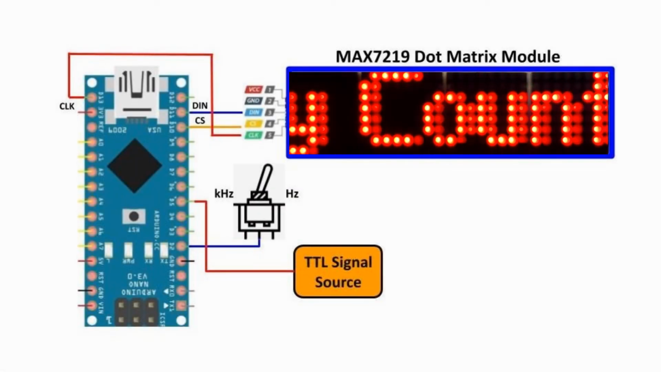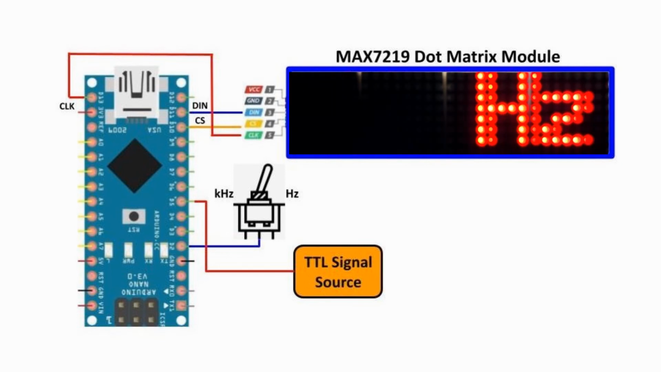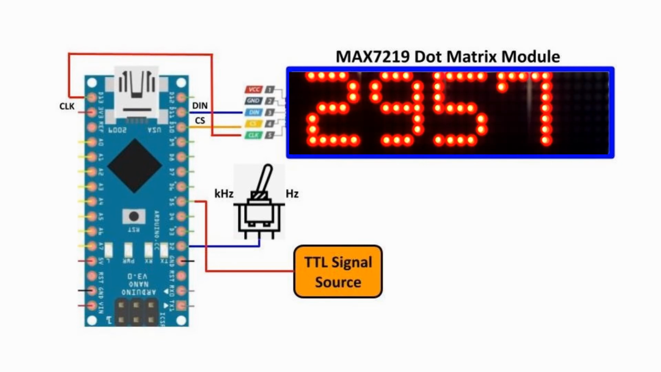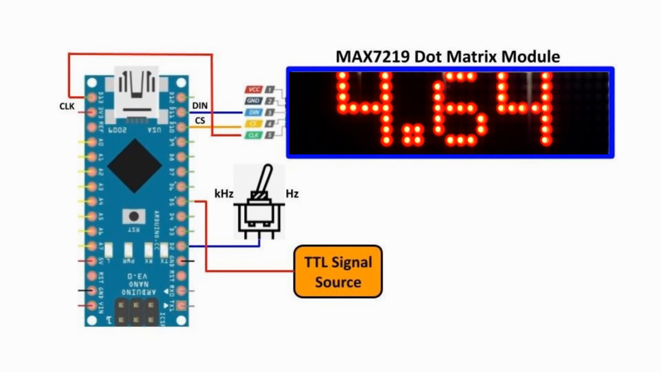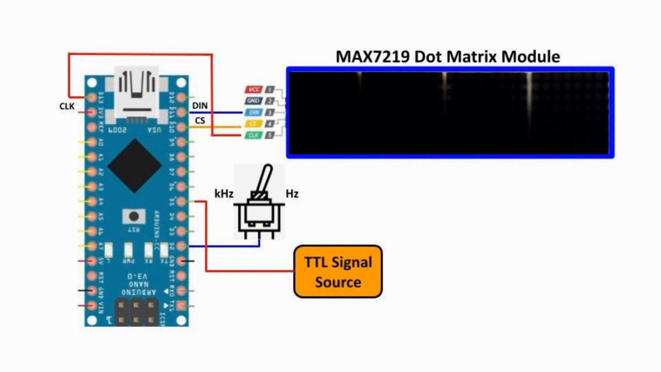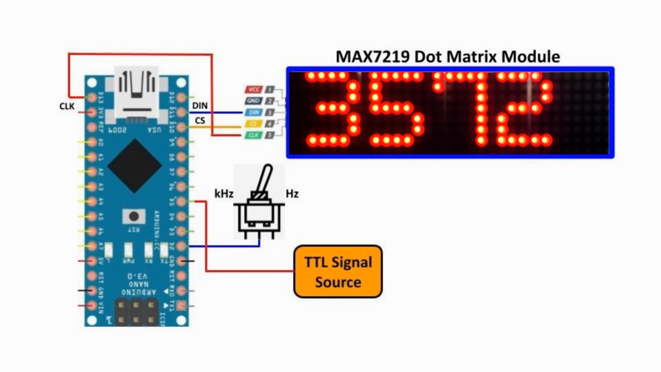First, we see the intro title frequency counter. The toggle switch is initially in the hertz position, so we see the frequency in hertz. We toggle the switch to the kilohertz position and we get the frequency in kilohertz. We toggle the switch back to hertz and we get the frequency in hertz.